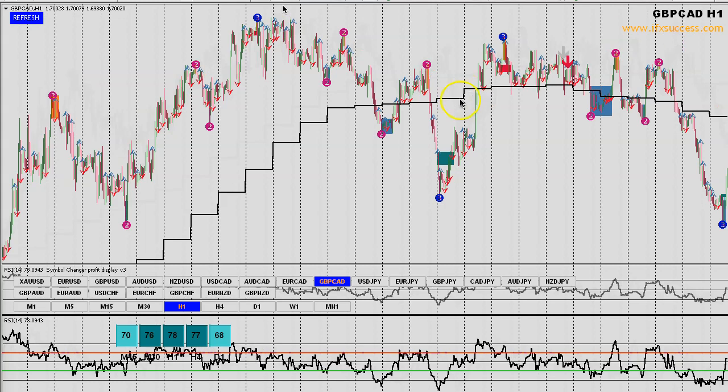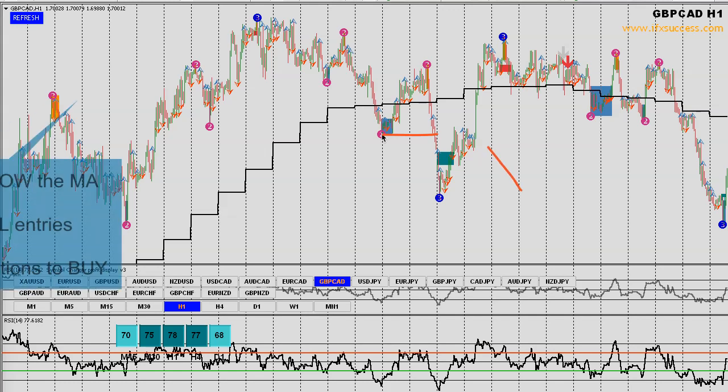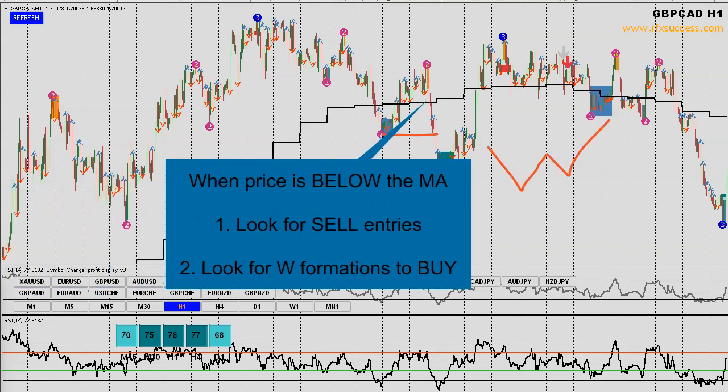Now, when the market eventually hovers around the moving average, we can sell and buy around it. In here, let's say, for example, we broke below this 2, so we're making lower lows and lower highs. We have to be careful if we're planning to buy. We are below the moving average, so it's best to look for W formations at the bottom. At the bottom of the moving average, we are looking for W formations.